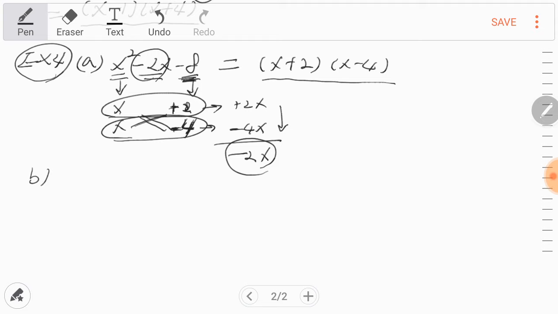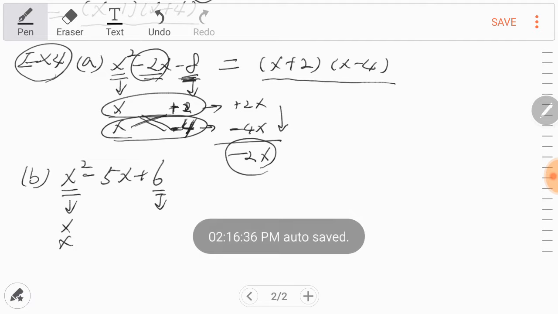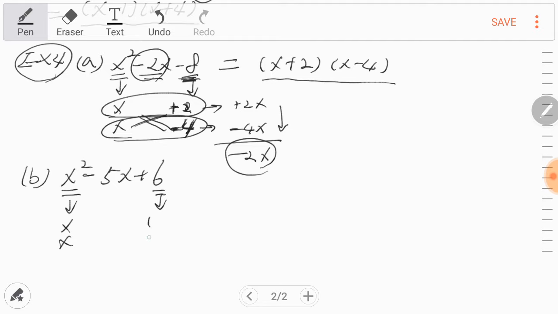Okay, let's try letter B. Okay, letter B is x squared minus 5x plus 6. We will use the same method. So the first one is x squared, so x times x. The third one is 6, so 6 can be a product of 1 and 6.